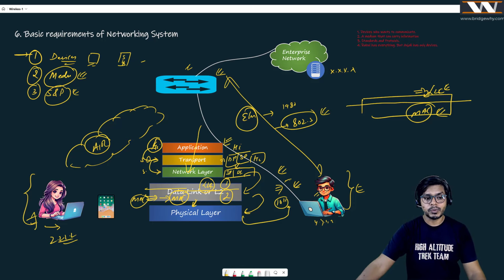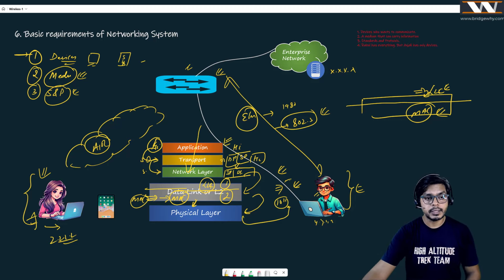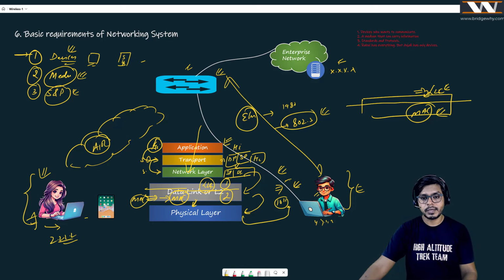And now let's talk about what is going to be needed by Miss Anjali. Miss Anjali will be needing these devices. Of course she has. She has the laptop, she has the iPad, and she has the server also, which wants to talk to each other, right? Does she have a medium? No, she doesn't have any medium. She doesn't have this wire.